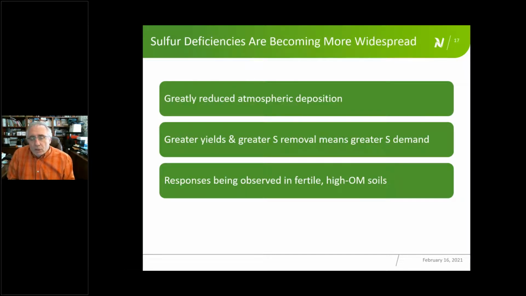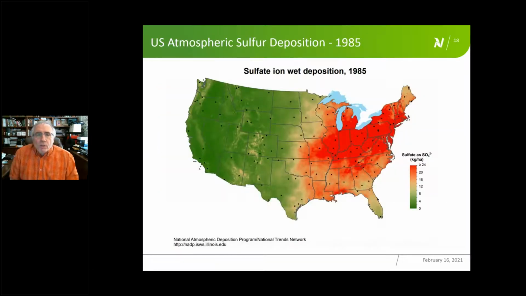And the other thing that's occurring is yields of many of the crops that we're growing in this region have been increasing over the decades. So greater yields means greater sulfur removal and greater crop demand. And in many of these areas, historically, we haven't really seen sulfur responses, but we're starting to see them now because of the drop in atmospheric deposition. So I'm going to show you a couple maps here.